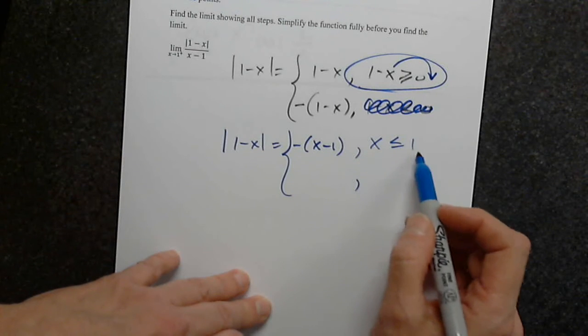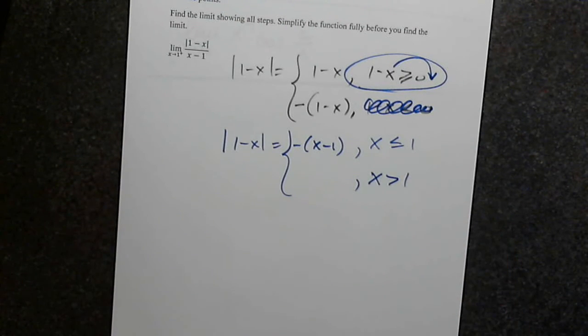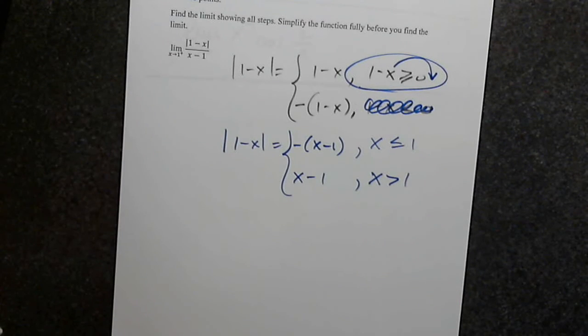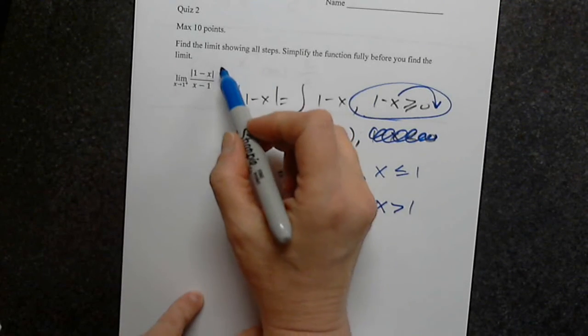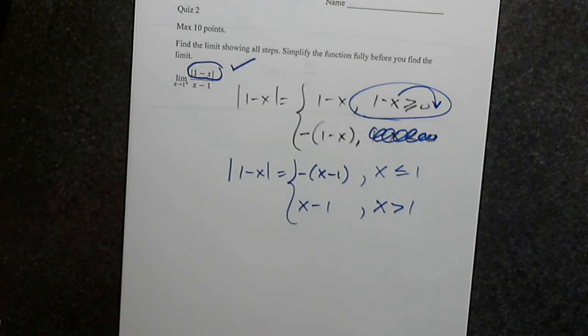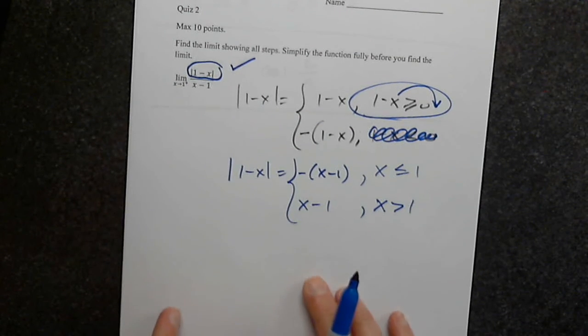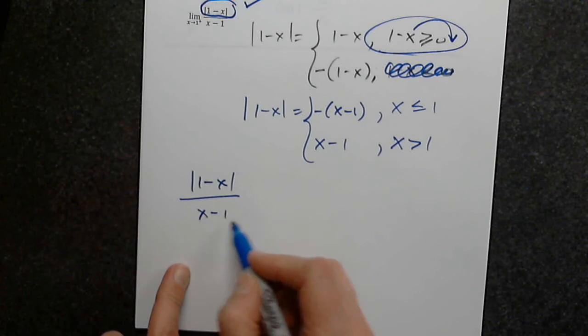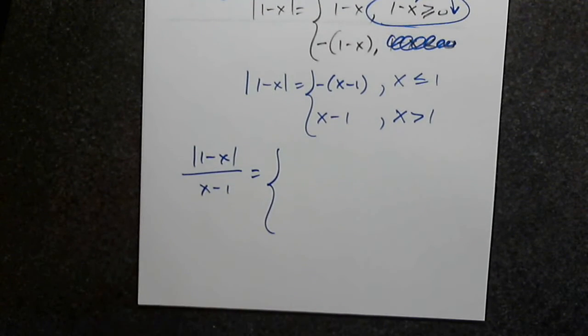If this one is less than or equal to 1, the other one must be the opposite, whatever the opposite is. I'm not going to waste my time and solve the second inequality. And now when I distribute here, this is nice. It's x minus 1. Now this piece is completely cleaned up. And now I have the absolute value of 1 minus x divided by x minus 1. And I know I'm going to have two options.